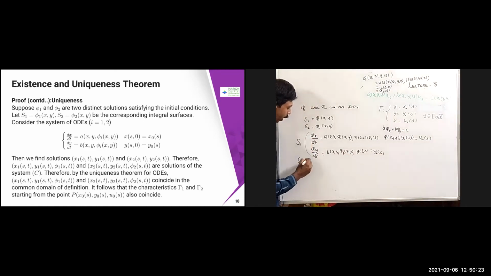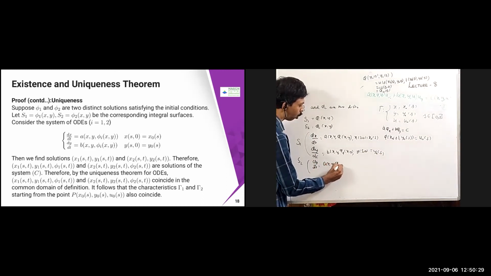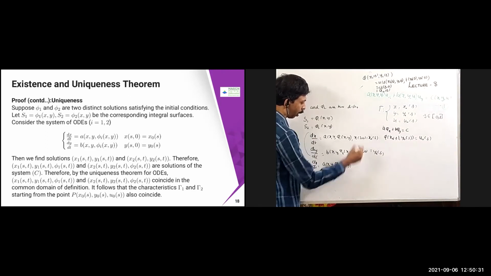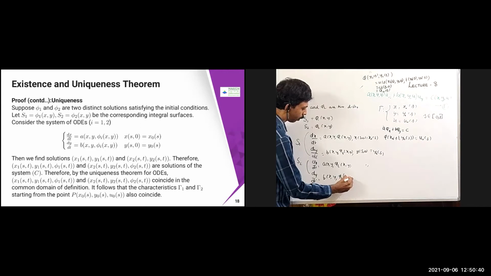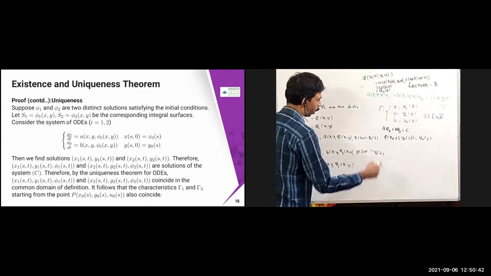Similarly, for S2 I can do the same thing. dx/dt equals a(x, y, pi2(x, y)). Okay, same thing. Then dy/dt equals b(x, y, pi2(x, y)). Okay, same thing, with the same initial condition.